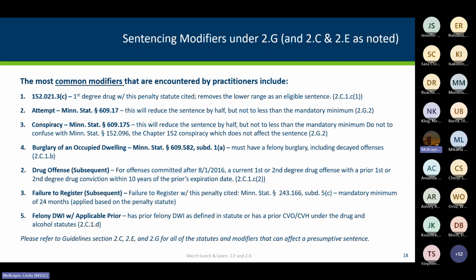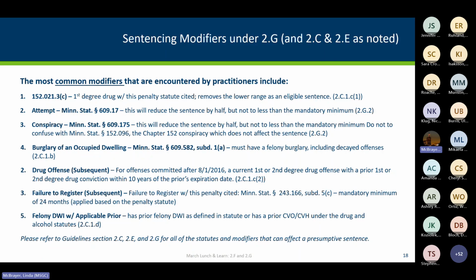So it's very possible to have a prior drug offense in criminal history that is a first or second degree on a current first or second degree, but it's too old to apply the subsequent. So always keep in mind that 10 years.